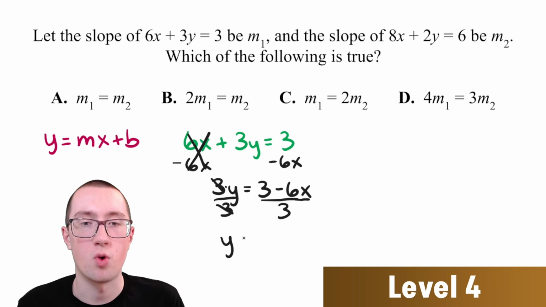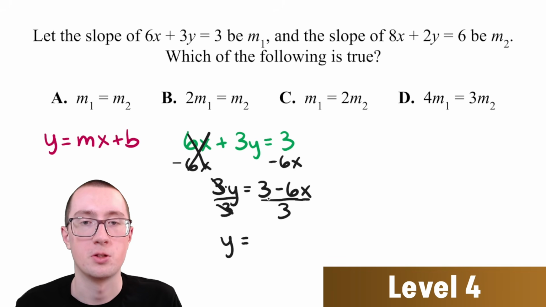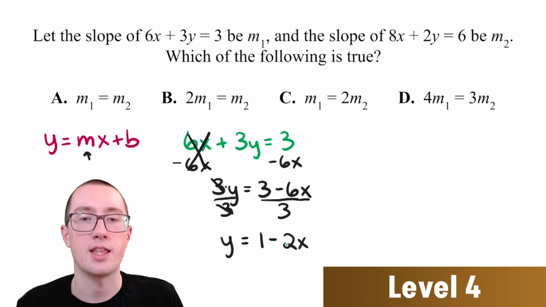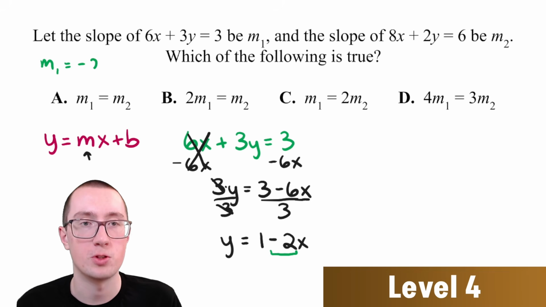On the left side, we just have y, and on the right side, we have to divide the 3 from both parts. So 3 divided by 3 is 1, minus 6 divided by 3, which is 2. And then the x is just going to stay. And now our equation is in the slope-intercept form. I know it's a little weird because the b is before the m, but it doesn't matter. The slope is the number that's multiplied to x. In this case, that number is negative 2. Remember that the minus signs always stay with your slope. So we've determined that m1 is equal to negative 2.